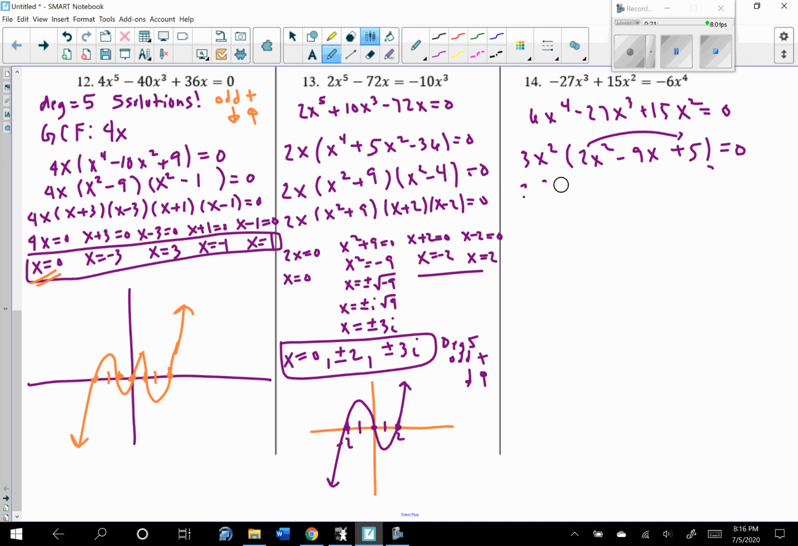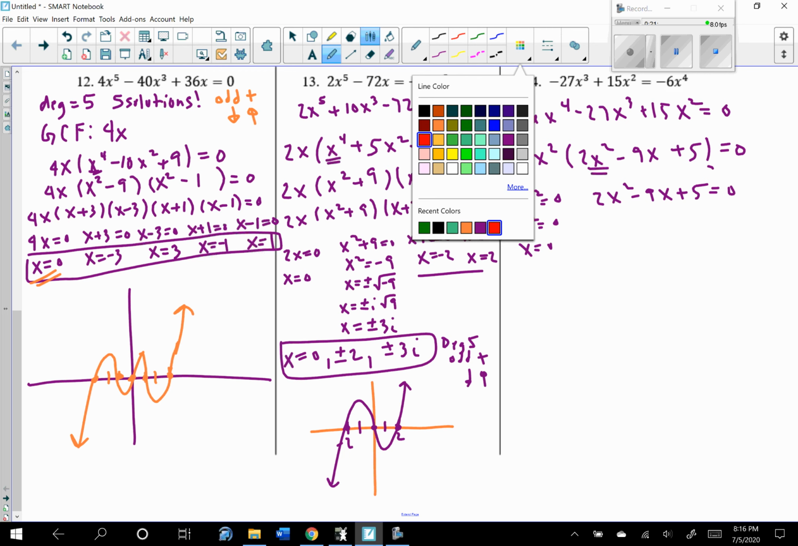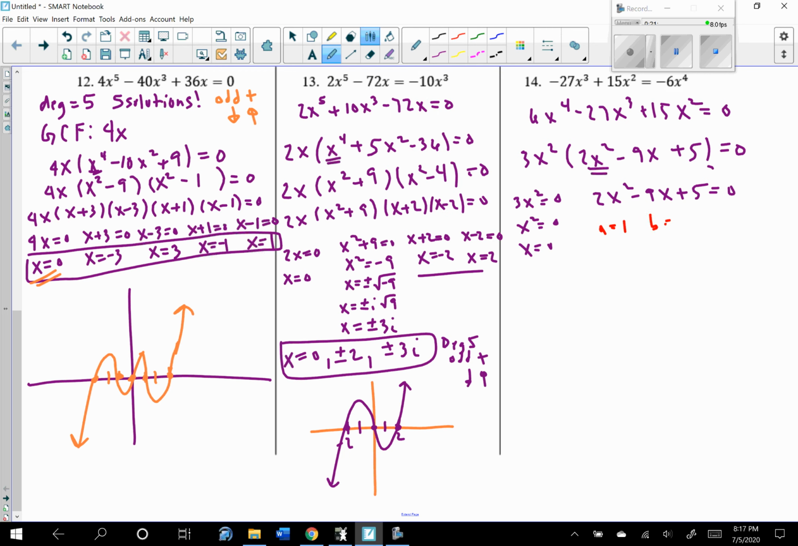So since that does not factor, we're going to have to use the quadratic formula, and we're allowed to use the quadratic formula on this one because unlike the other ones, this was to the fourth and this is x squared, so that means we can. It's quadratic. So the 3x squared we set equal to 0, and 2x squared minus 9x plus 5 equals 0. So here when you solve, you get x squared equals 0, so x is equal to 0. And here we're going to use the quadratic formula to find our solution. So a is equal to 1, b equals -9, and c equals 5.